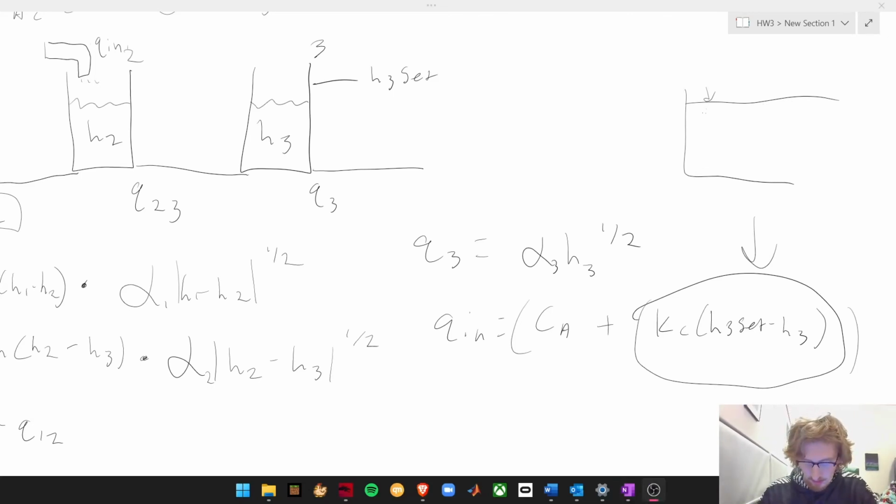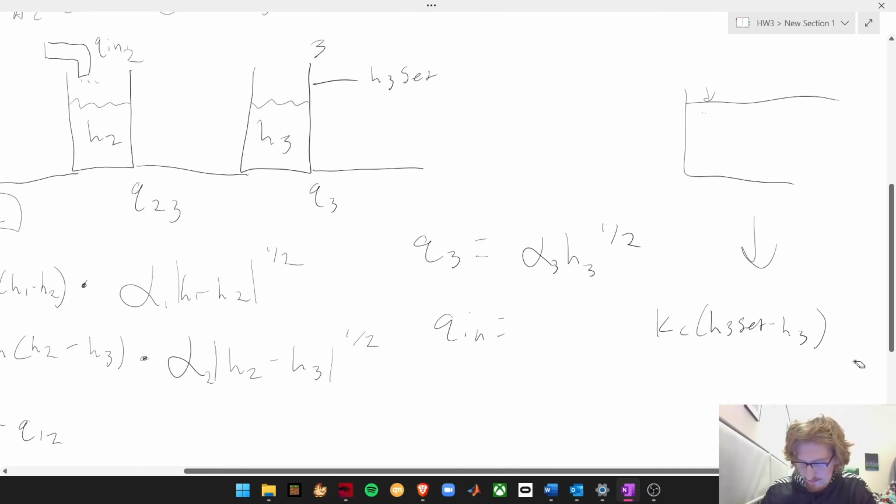So for now, we don't really need to worry about this extra flow rate. We're just going to say that in this case, our inflow is just going to be using our proportional control times the difference in our set point from our height. And then I'm going to go ahead and write down the values that we're going to be using to solve this. I'm just going to pull up the notes here.